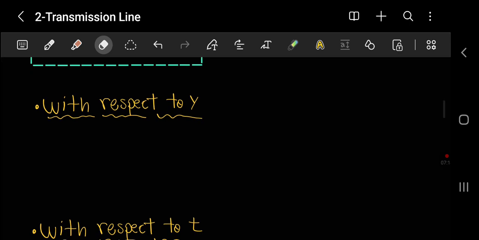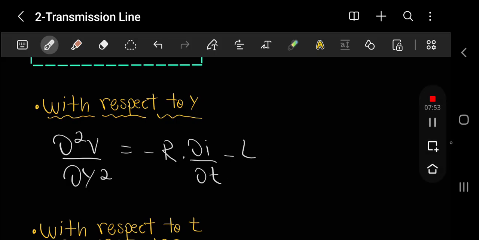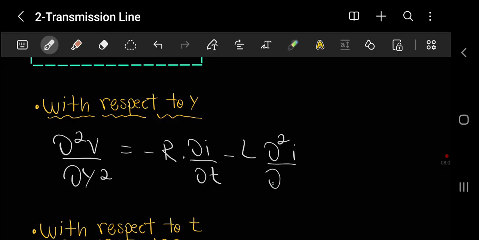we will obtain the second partial of v with respect to partial y squared, which gives us minus r times partial of I with respect to partial t minus l times the second partial of I with respect to partial y times partial t.